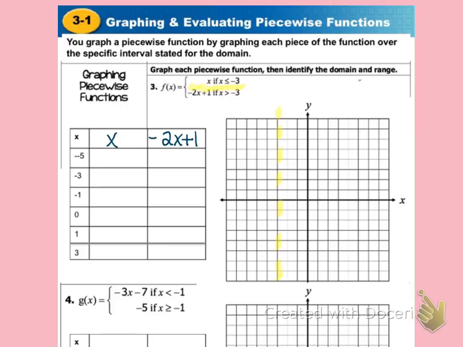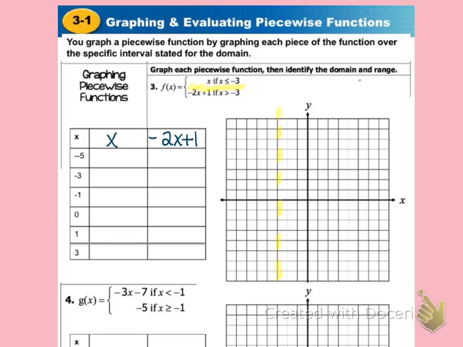Our outputs are going to be found by putting the inputs in each of these pieces of the function. Now if the input is -5, I'm going to come up here and use this piece right here, because it says that's true for when x is less than or equal to -3. I wouldn't put it in the other one. And in fact, I wouldn't put a -3 in there either.